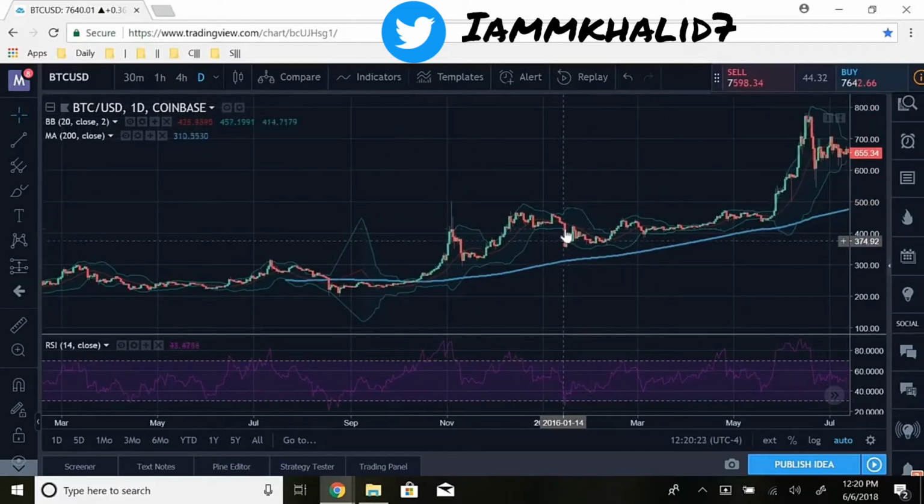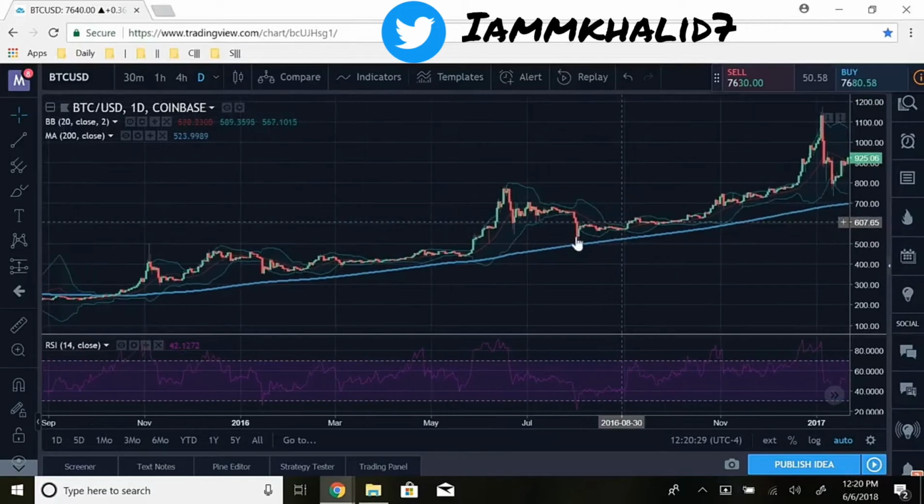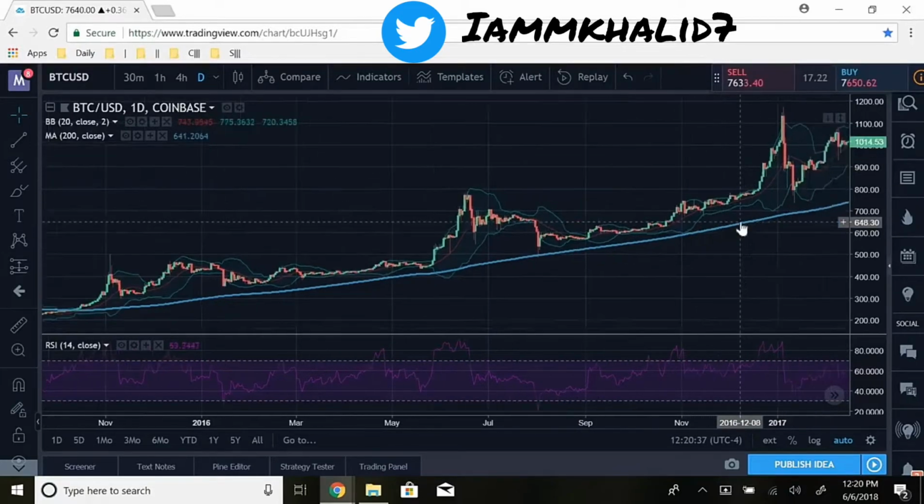Continuing on, right here, oversold again, pushes back up, and then longer term pushes up as well. Next example right here, oversold, shoots back up and then continues to move sideways, pushes up again, and continues on to a larger bull run.